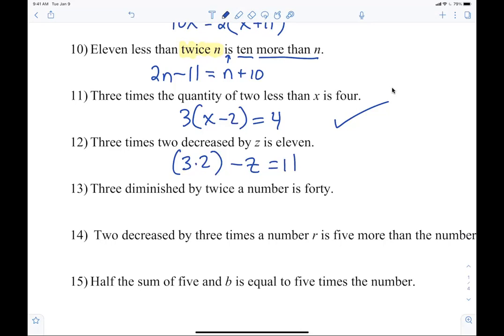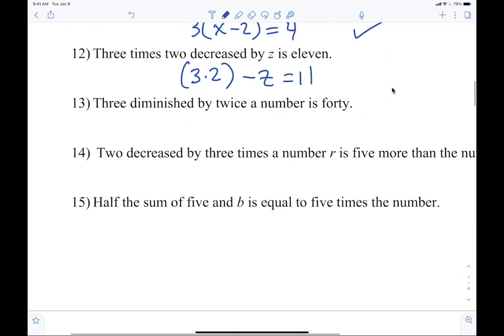I almost said Caitlin, but I knew better. All right, Katie, tell me what's up. 3 diminished by twice the number is 40, so it'd be 3 minus 2n equals 40. Oh, you got an easy one. Except diminished. Some people didn't know what diminished meant. Now you do. Diminished means less. You're getting less.